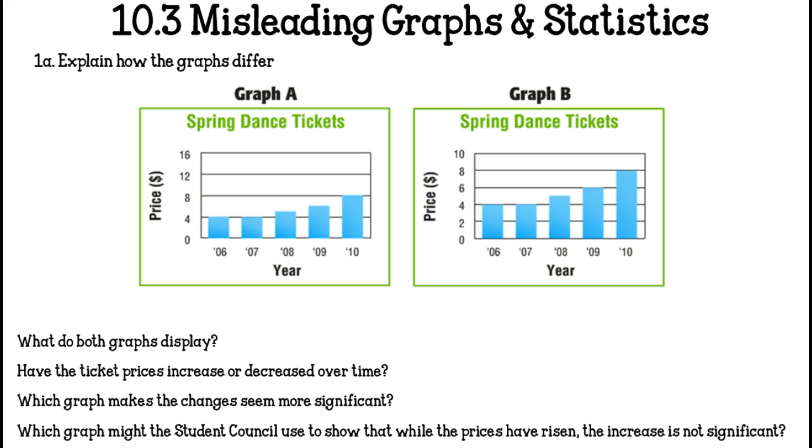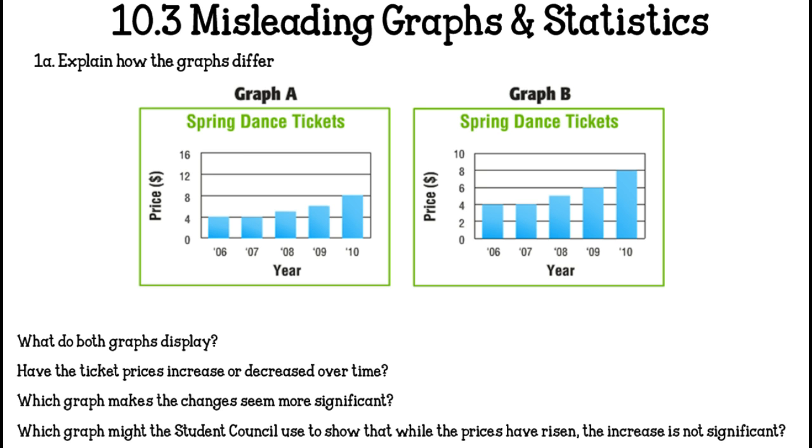So what do both graphs display? They both display spring dance tickets. Have the ticket prices increased or decreased over time? Well, as you can see, from 06 to 10, they've gone up. And both graphs represent that. Which graph makes the change seem more significant? If you look at graph B, the way that it's smaller increments between each bar, it makes those prices look like they've just jumped and they're super high and super expensive now.